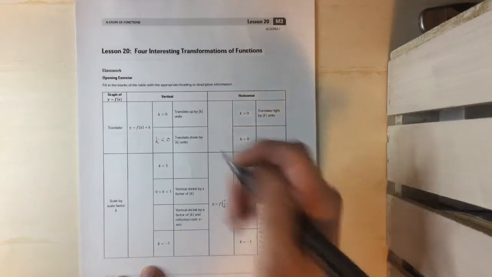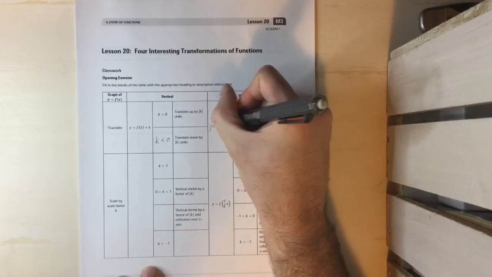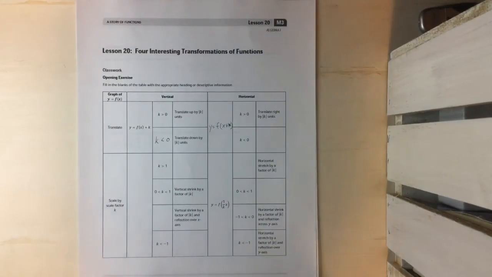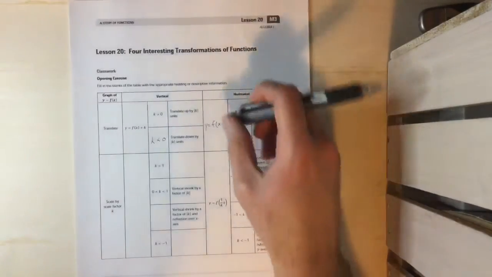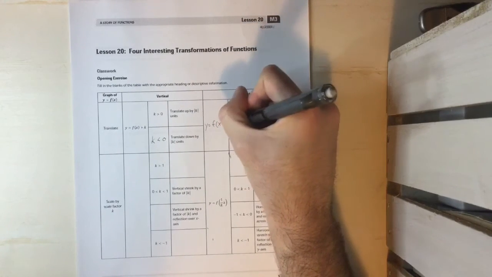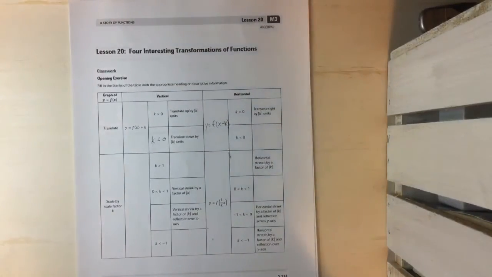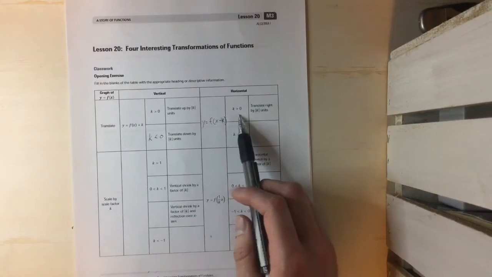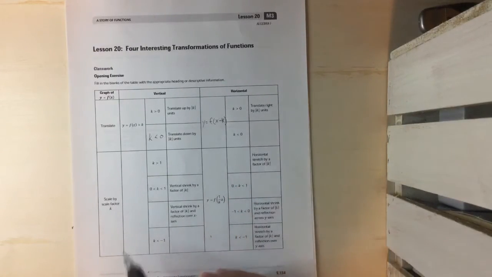So when we look at horizontal, we're going to have y equals f of x plus k. So on this one, we're going to see that now we're doing x plus, or actually it's not even plus k, my bad. It is minus k. Because on this one, we're subtracting k from the inside, and it's going to move our graph horizontally. So horizontally, when k is greater than 0, we translate right by k units.